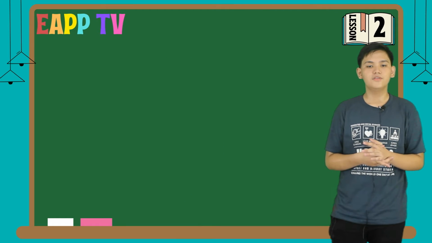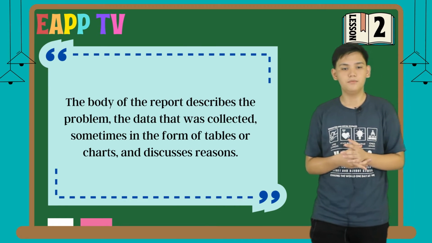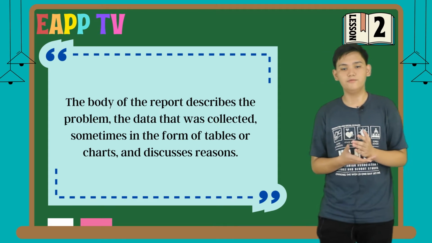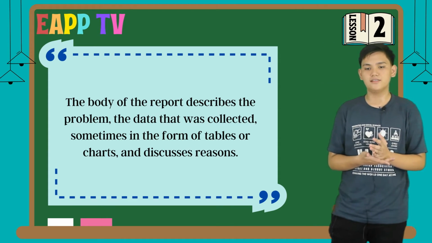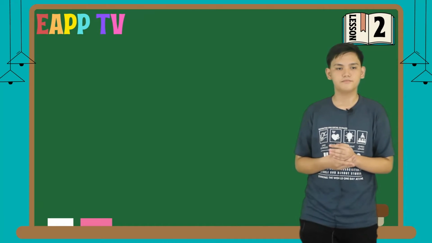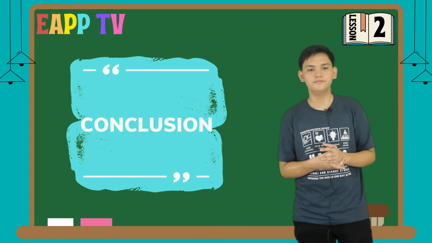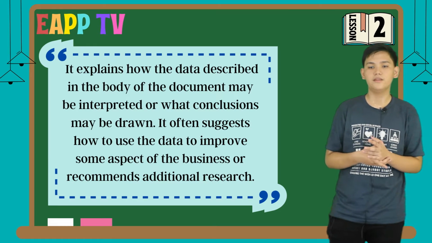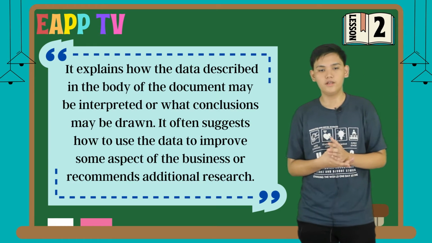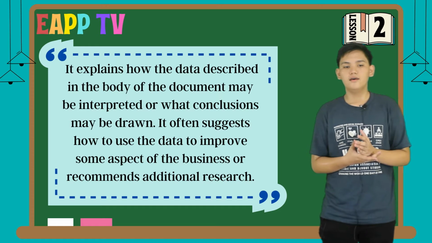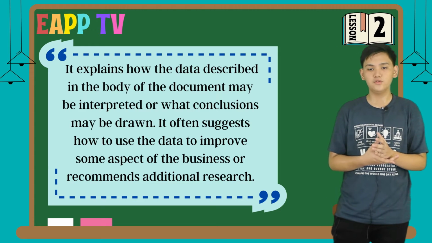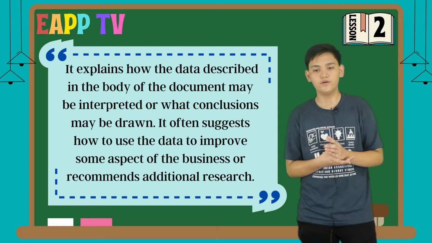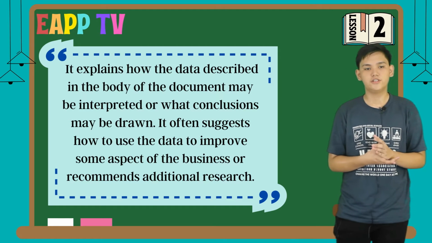Body. The body of the report describes the problem and the data that was collected, sometimes in the form of tables or charts, and discusses reasons. Conclusion. It explains how the data described in the body of the document may be interpreted or what conclusions may be drawn. It often suggests how to use the data to improve some aspect of the business or recommends additional research.